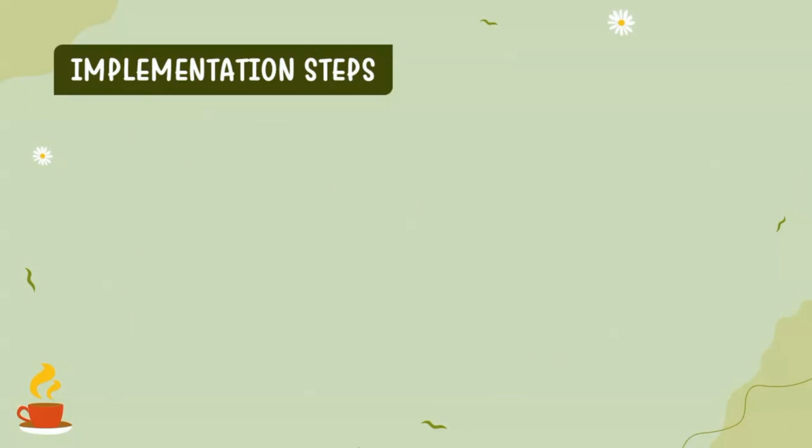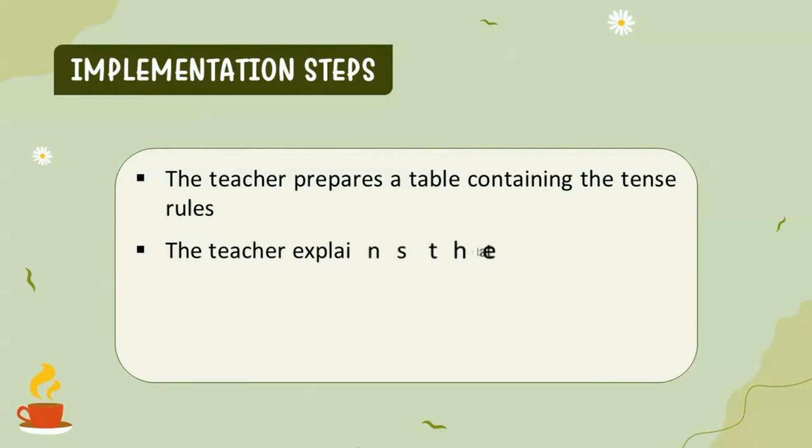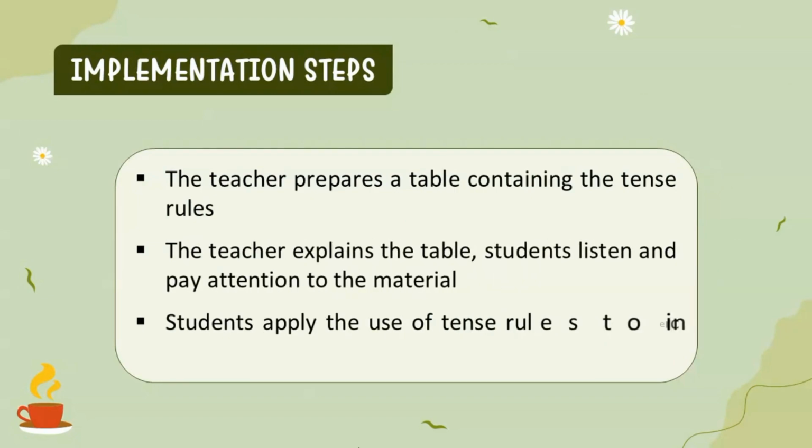The implementation steps. The teachers prepares a table containing the tense rules. Then the teachers explain the table. Students listen and pay attention to the material. And the last, students apply the use of tense rules to increase the understanding.